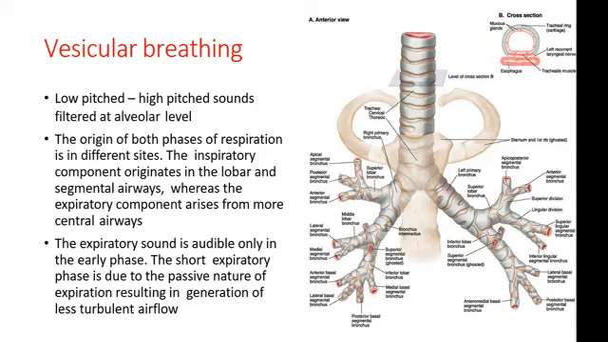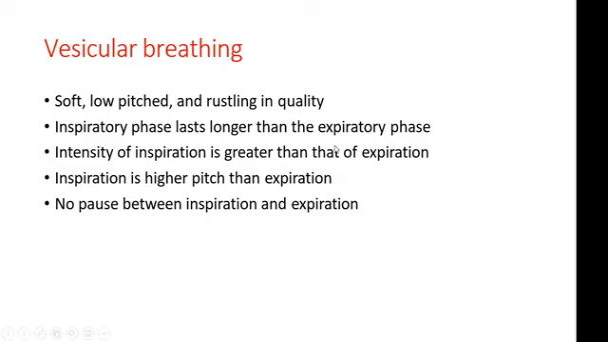Now what happens in bronchial breathing is this alveolar filter. So these are all the features of vesicular breathing. Soft and low pitched. The inspiratory phase is longer than the expiratory phase. Intensity, that is volume, is louder in the inspiratory phase. Expiration is a passive process, so turbulence is less, softer sounds. And there is no pause.